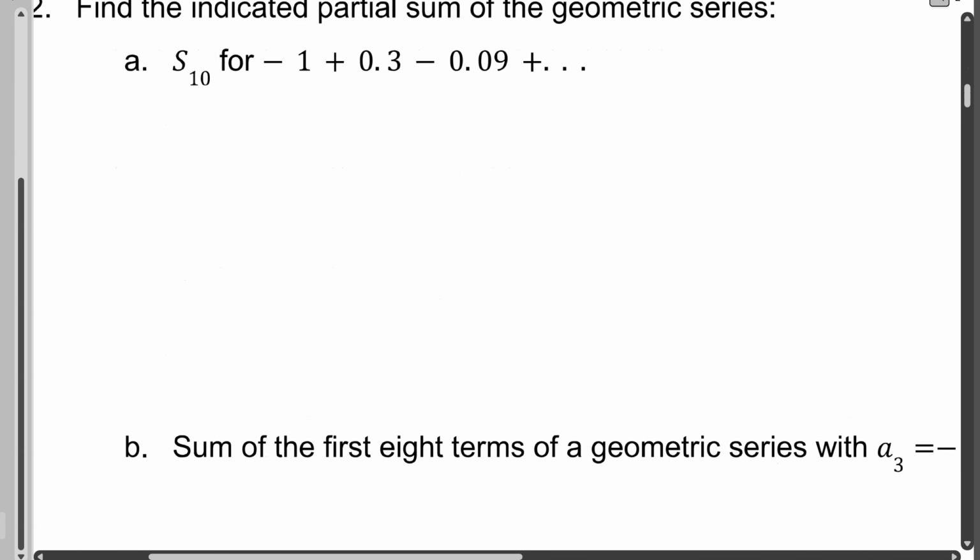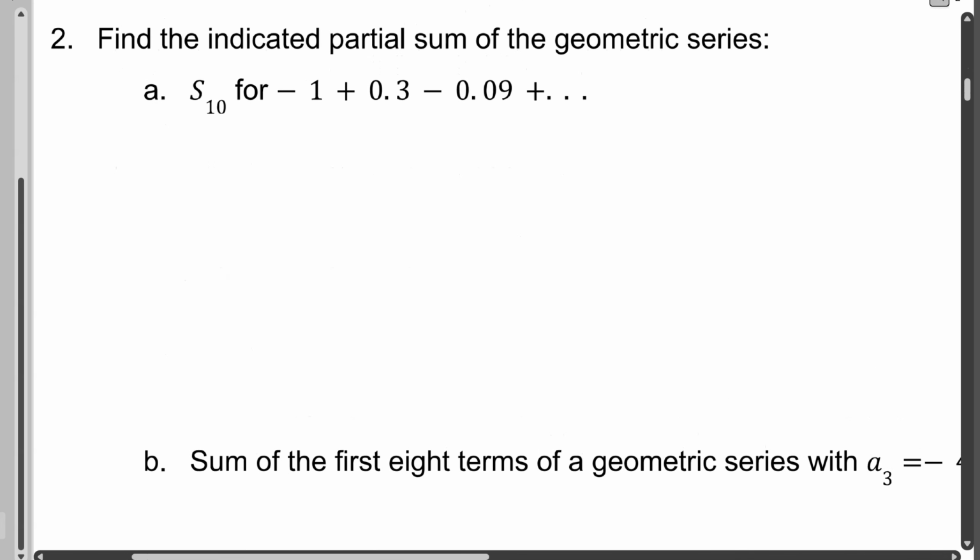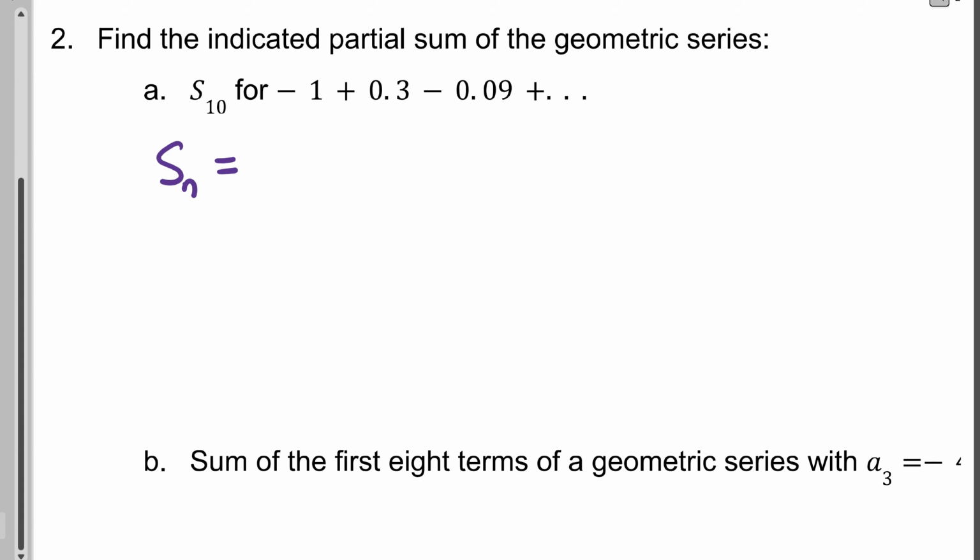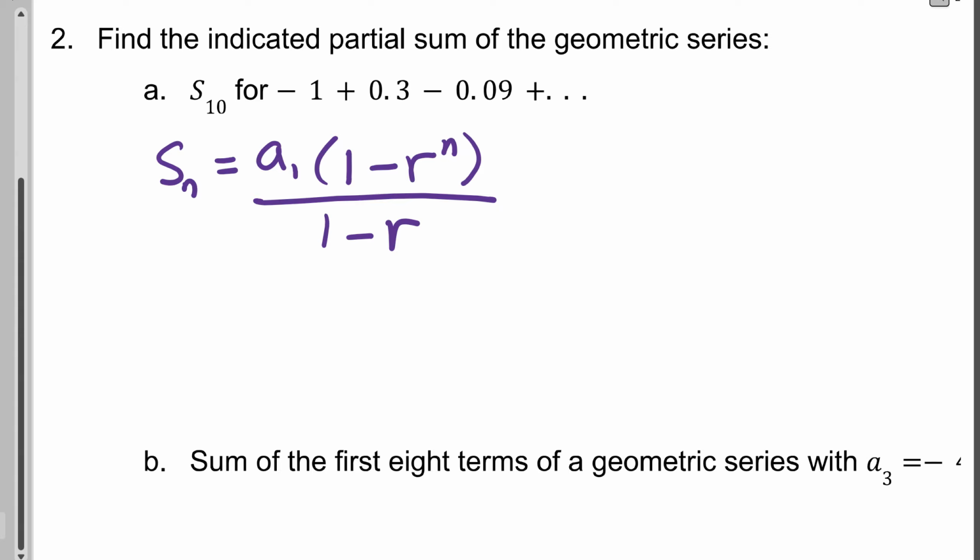For a geometric series, however, it's a similar process, but the formula that we're going to use looks a little bit different. Remember, the formula for the sum of a finite geometric series is your first term times 1 minus your common ratio raised to the n, where n is the number of terms, divided by 1 minus r.